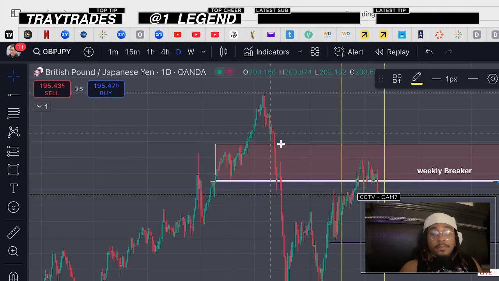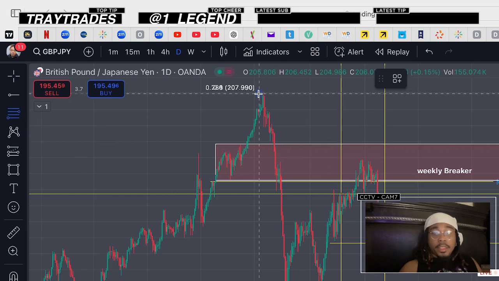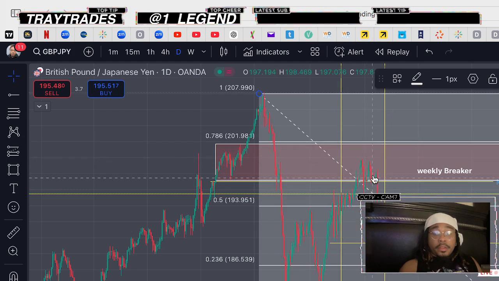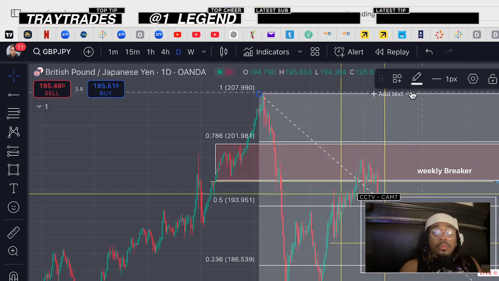And even then, if we fib this leg, we know we are above equilibrium. So we are sitting close to the 786, but not there. But we are in premium. That means we're above 50%. So anything above 50%, we want to be selling. Anything below 50%, we want to be buying, right?